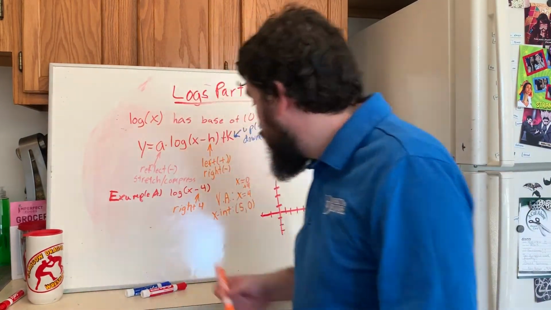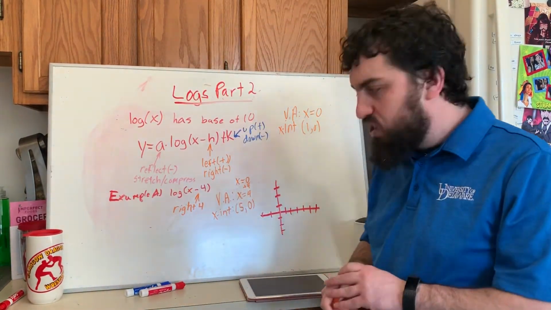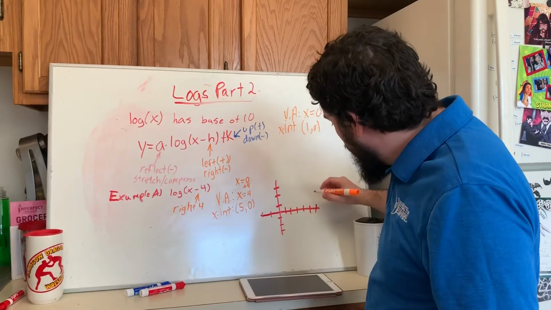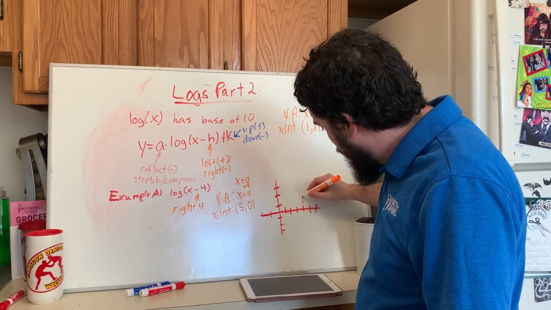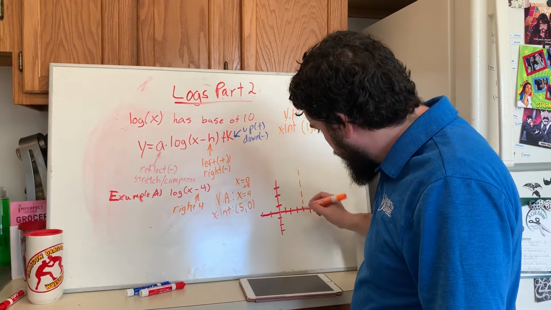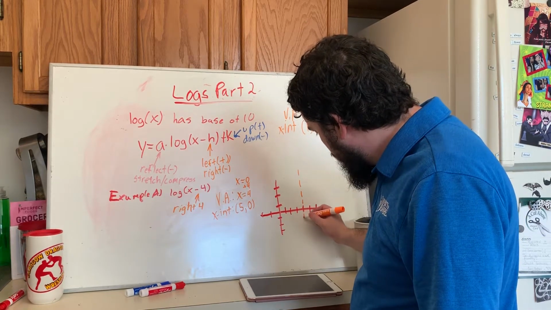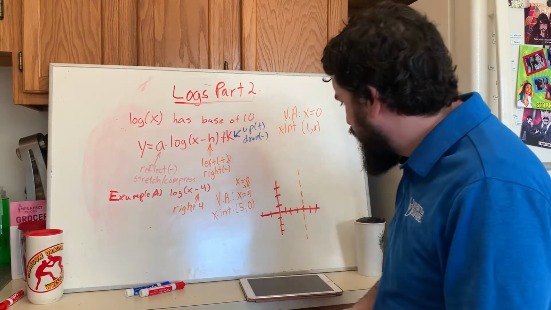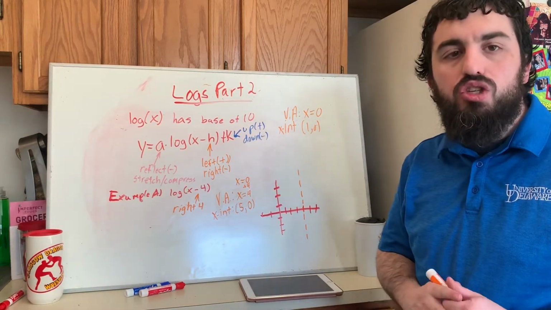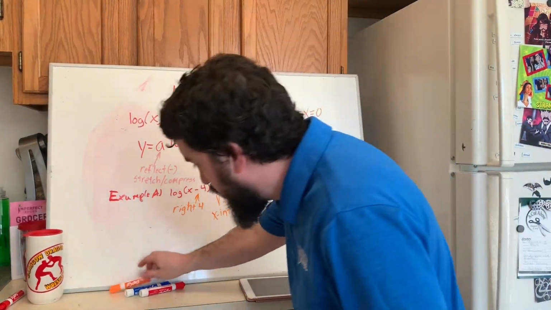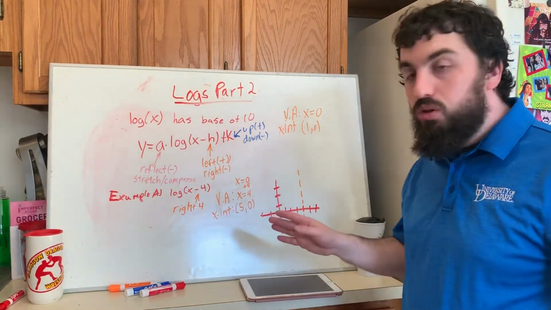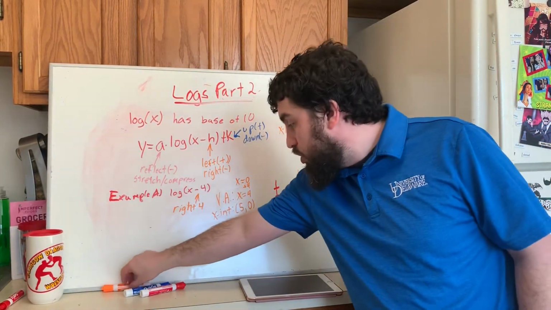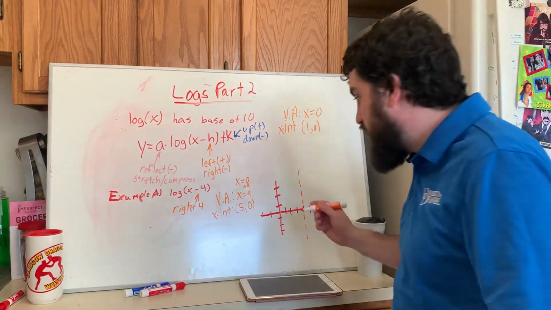Okay, 6. So I have enough space to do this. I want to start with the vertical asymptote. The vertical asymptote happens at x equals 4. So I'm just going to sketch a vertical line like so. Now that I've sketched my vertical line, I'm also going to plot my x-intercept.